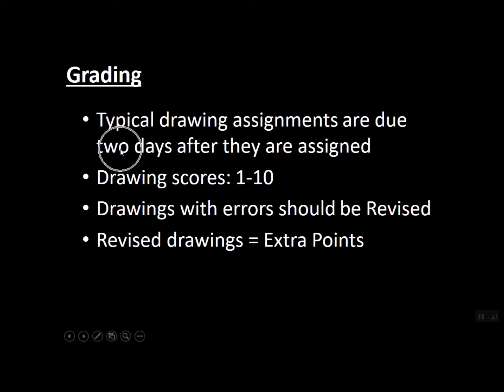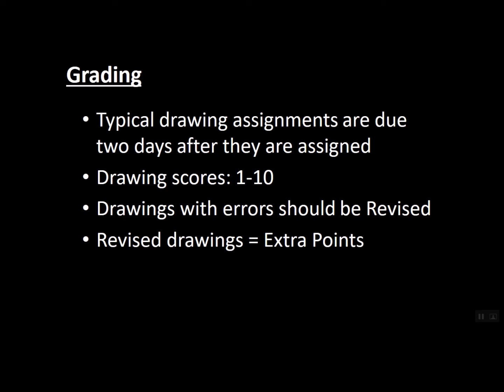So typical drawing assignments are due 2 days after they're assigned. If I give you an assignment on Monday, it'll be due on Wednesday. And I score drawings 1 to 10. If it's a great drawing, it gets a 10. If it's an average drawing, it gets a 7. If it's got quite a few errors, it gets a 5. And if it's all over the place, it's probably a 1 or a 2. So real simple grading. If you think about 1 to 100, you can figure out that a 10 is an A, a 9 is a low A, an 8 is a B, a 7 is a C, etc.